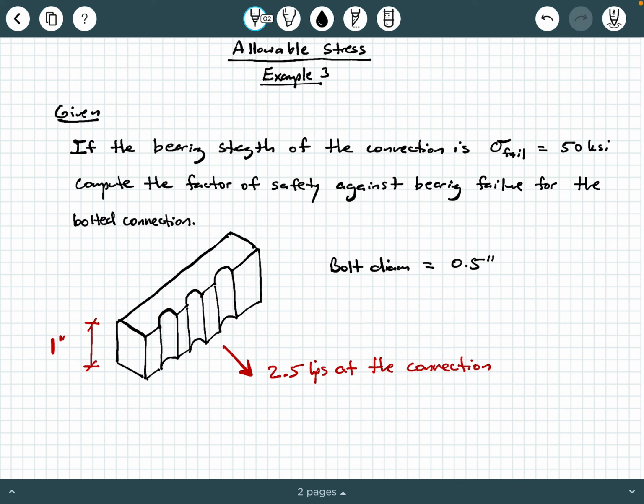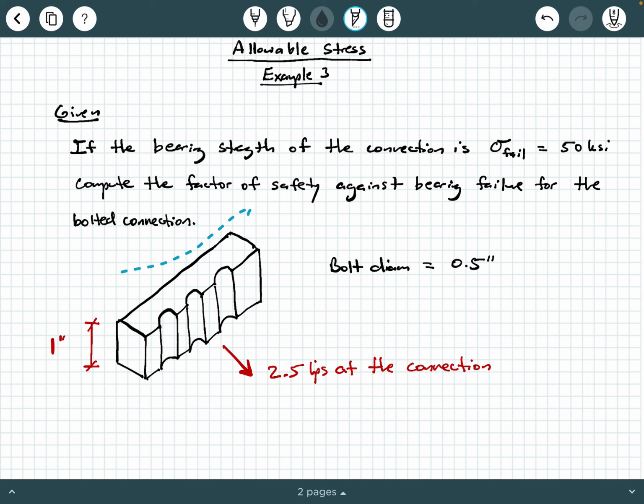Everybody, Dr. A here, and in this video we're going to be exploring another example of allowable stress. So let's take a look at the given information. Here we're being told that if the bearing strength of the connection is sigma fail equals 50 KSI, that's kips per square inch, compute the factor of safety against bearing failure for the bolted connection.